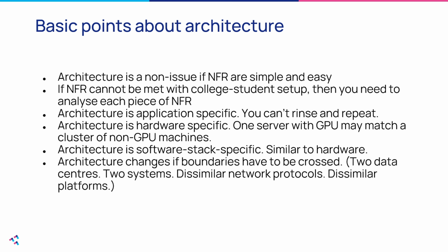Architecture also changes when boundaries have to be crossed. So what are the boundaries we are talking about? If my final application has to run in 2 data centers or 4 data centers, the architecture will change, because I have to then figure out where data will be kept in each data center, or will I centralize all data in one data center. So boundaries are of various types. One example is the boundaries between data centers.